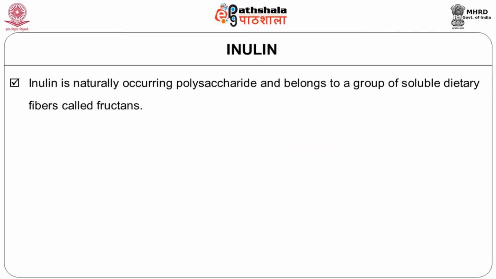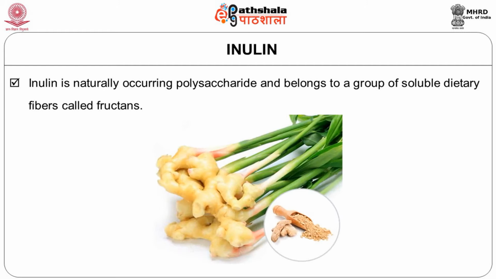So, inulin. Inulin is a naturally occurring polysaccharide and belongs to a group of soluble dietary fibers called fructans. What we have to learn is that dietary fiber is divided into insoluble dietary fiber and soluble dietary fiber. Inulin belongs to the group of soluble dietary fiber. It is a non-digestible carbohydrate, and this property allows it to pass through the small intestine for fermentation in the large intestine, where it nourishes healthy intestinal microflora.